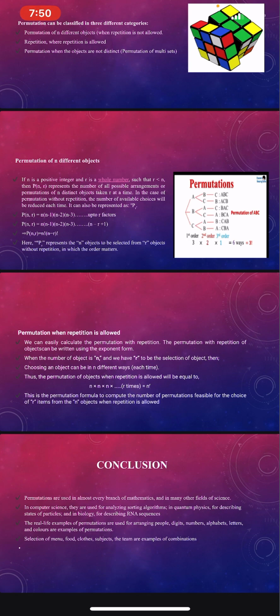Permutations are also used in other branches of mathematics and also in real life. They are also used in science. In computer science, they are used for analyzing sorting algorithms. In quantum physics, for describing states of particles, and in biology, for describing RNA sequences. And in real life, examples of permutations are used for arranging people, digits, numbers, alphabets, letters and colors, and selection of menu, food, clothes and subjects.